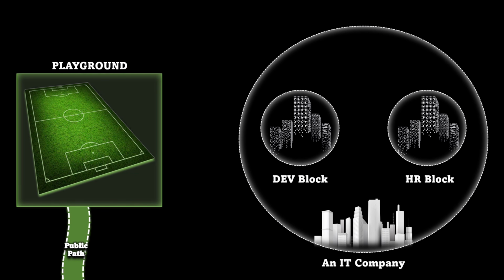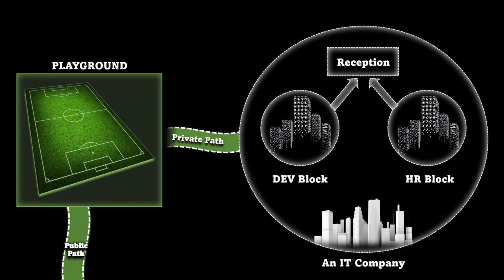So, for this, they go to the receptionist. The receptionist has a directory of all the paths and location of the entire company. The employees reach out to the receptionist and ask, where is the private path to the playground and what are the security requirements to use it? The receptionist tells them the details, and with that information, they follow the private path and safely reach the playground.